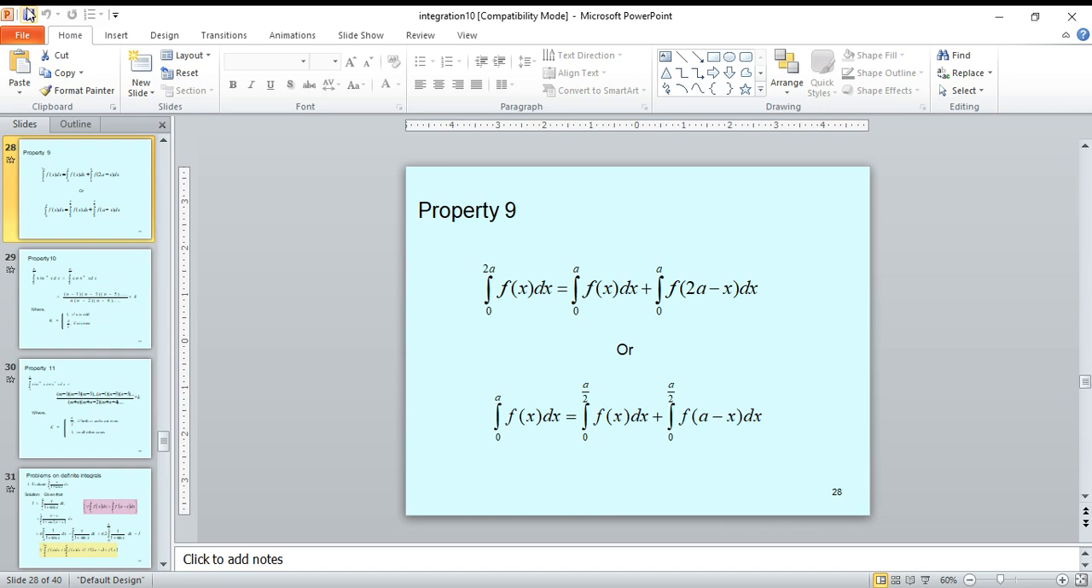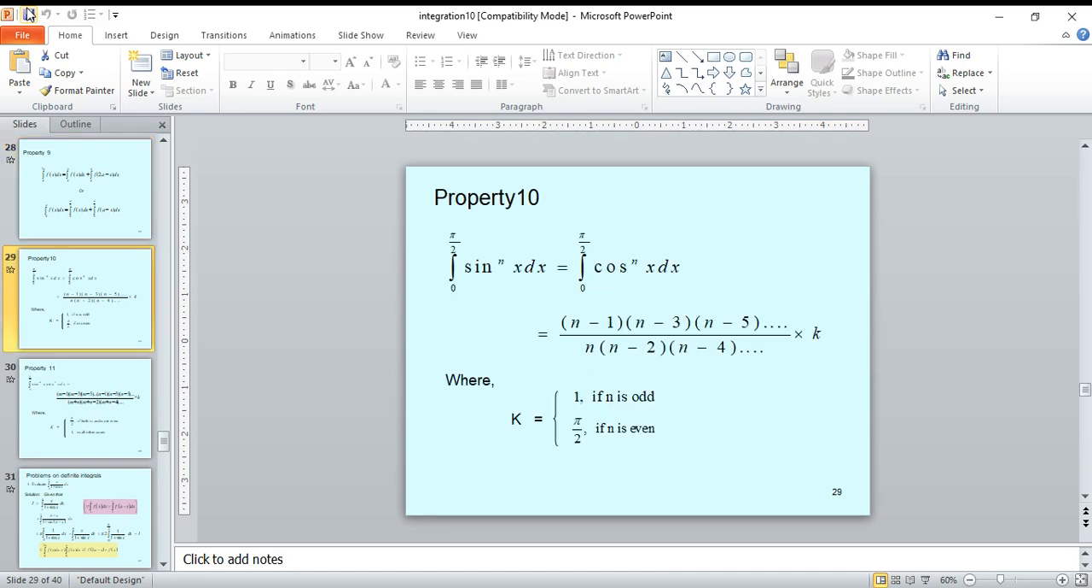Property 9. Integration 0 to 2a f of x dx equals integration 0 to a f of x dx plus integration 0 to a f of 2a minus x dx, or integration 0 to a f of x dx equals integration 0 to a by 2 f of x dx plus integration 0 to a by 2 f of a minus x dx.